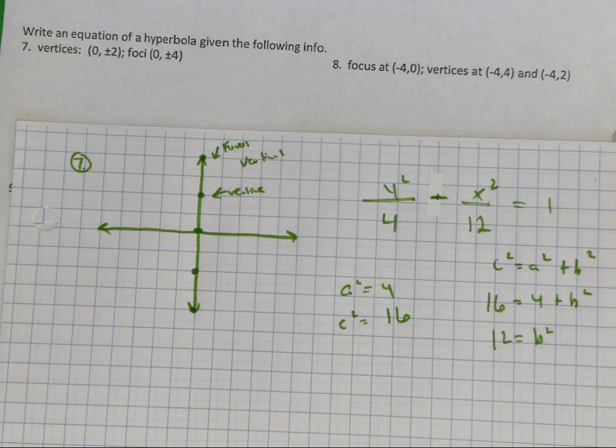I'm so glad we split this test up, because could you imagine all the ellipse and hyperbola together? Okay, so for a squared, you use the vertices. A is the distance from the center to the vertex. C is the distance from the center to one of the foci. Okay? All right, let's look at number 8.